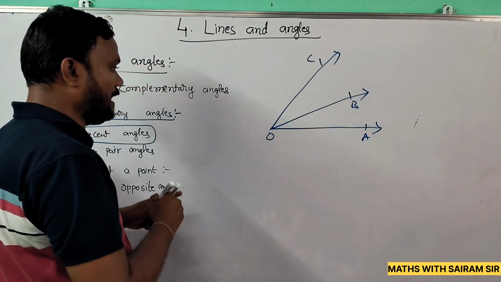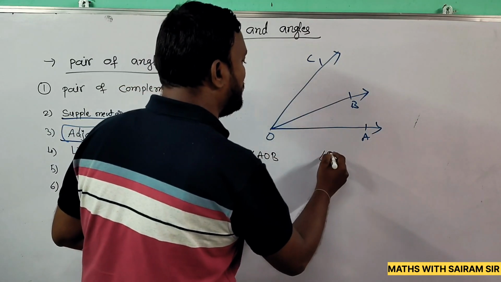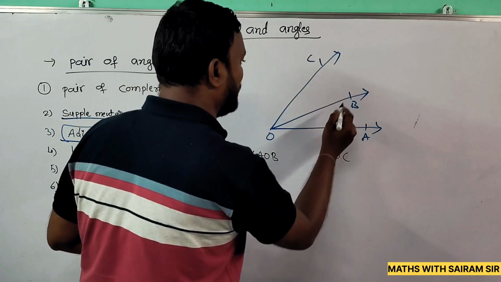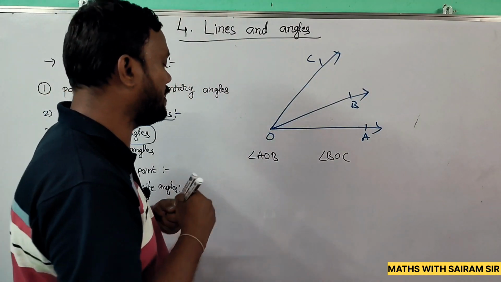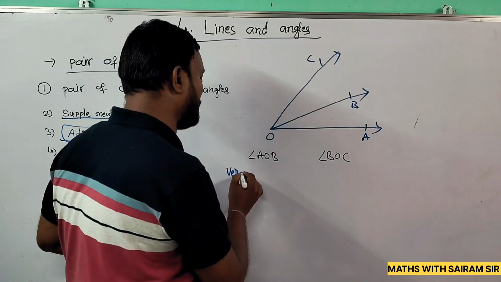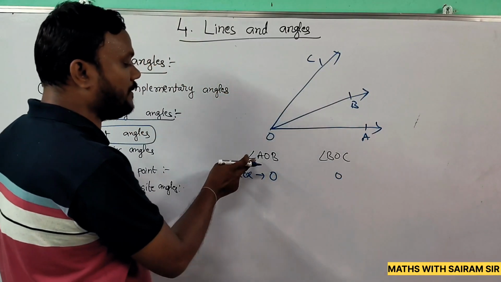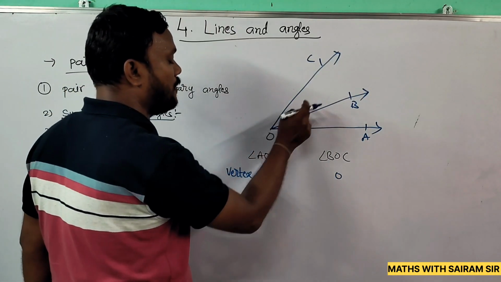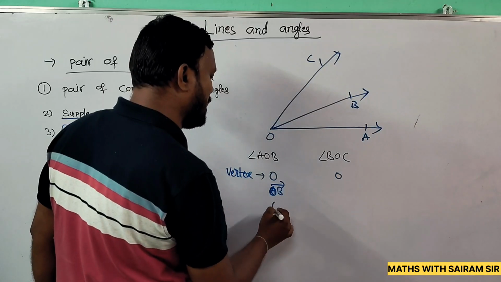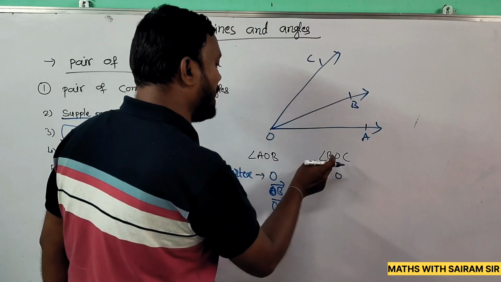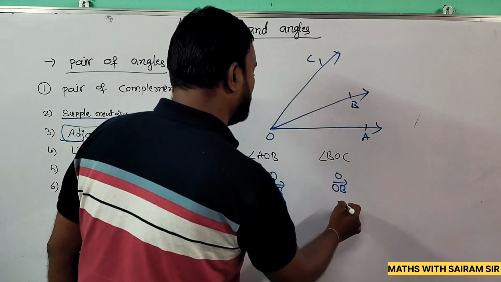If you take angle AOB and angle BOC, these two angles have a common vertex. What is the vertex here? O. Here also vertex O. By which arms are they formed? Angle AOB is formed by the OB ray and OA ray, and angle BOC is formed by this OB ray and OC ray.